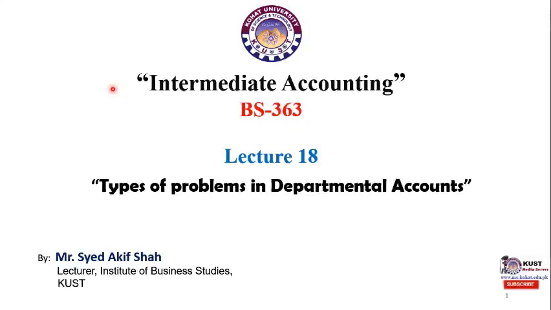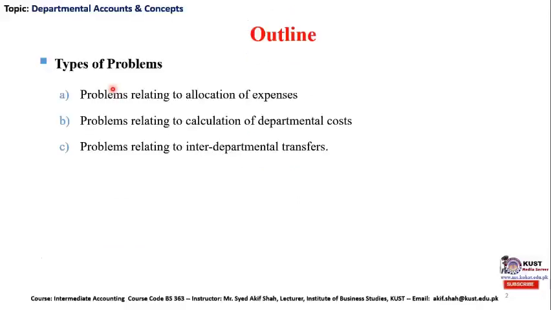Technology. The title of this course is Intermediate Accounting, and the course code for this subject is BS 363. This is lecture number 18, and the topic for today's discussion is types of problems in departmental accounts. The outline of this lecture consists of the discussion related with the types of problems.